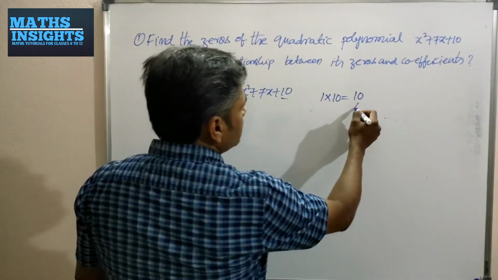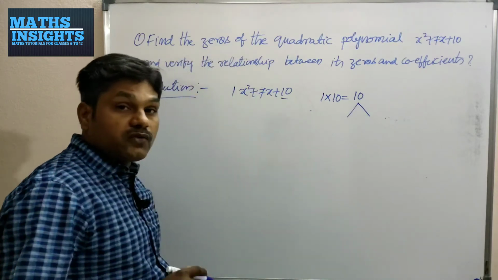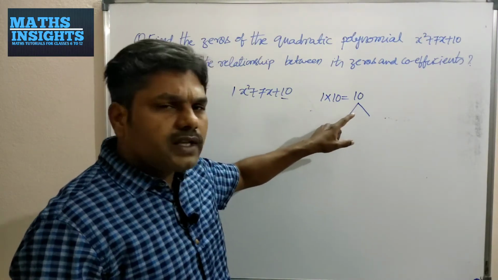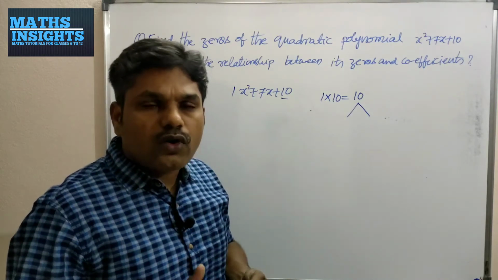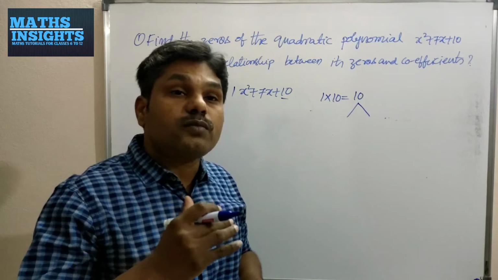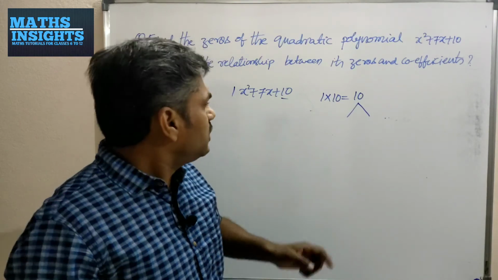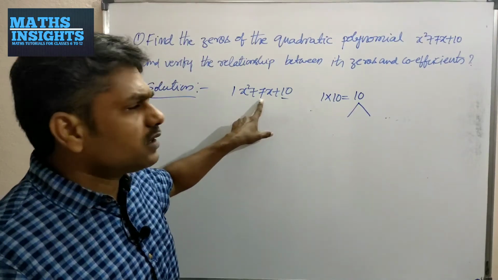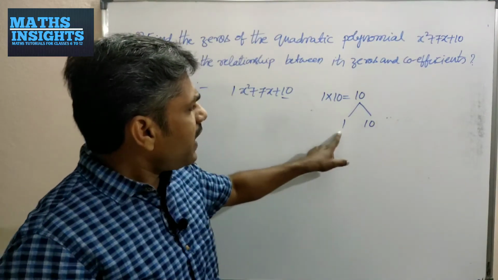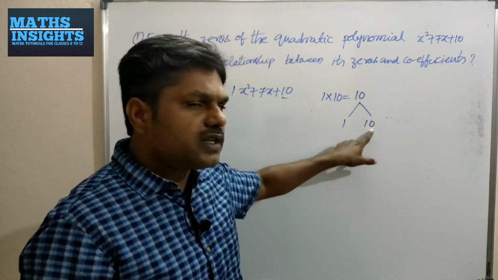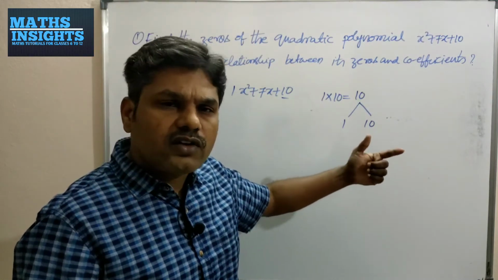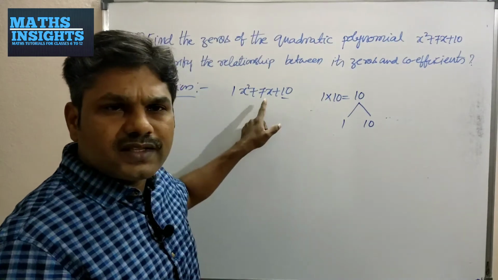You have to split this 10. That means you have to find factors of 10. After finding the possible factors, you have to see an addition or subtraction of those particular factors to get the coefficient of x. See, I am writing 1 into 10. If I add or subtract, 1 plus 10 will become 11, 1 minus 10 will become minus 9. Whatever it may be, I will not get this 7.